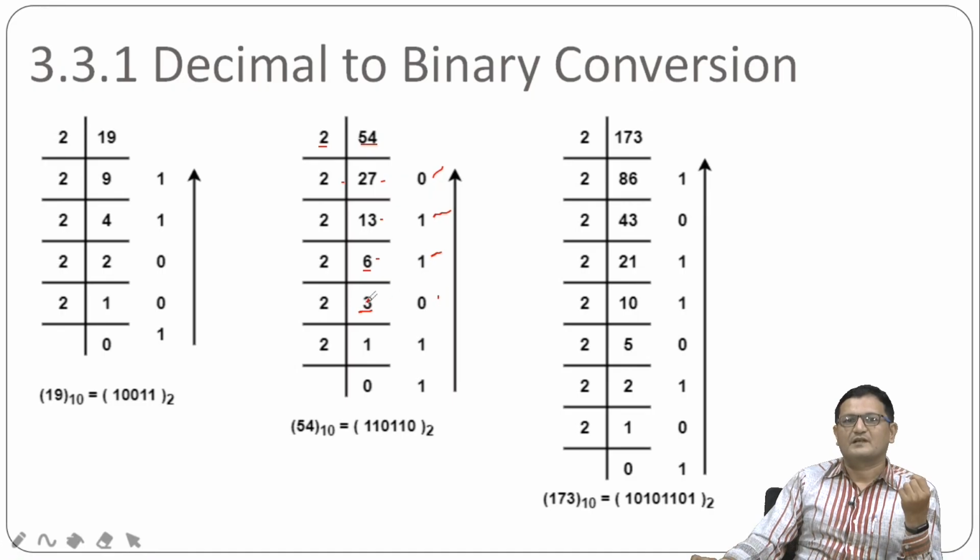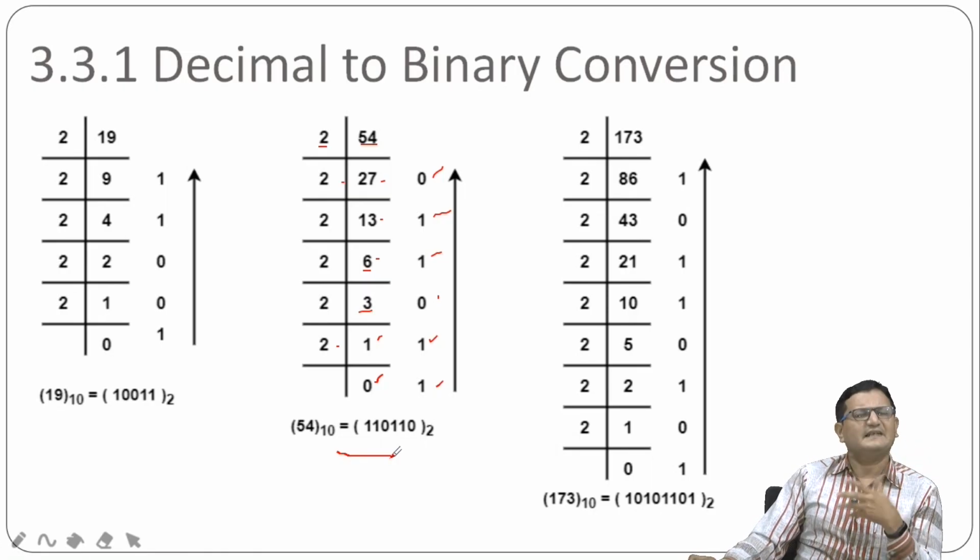So, 0. Again, what is the next number? 3. Here 2 1s are 2, but we want 3, so one remainder is there. Similarly, 2 zeros are 0, the number becomes 0, and whatever is left, 1, will be your remainder. And finally, you need to write it down this way: 1 1 0 1 1 0. This is the binary of 54.